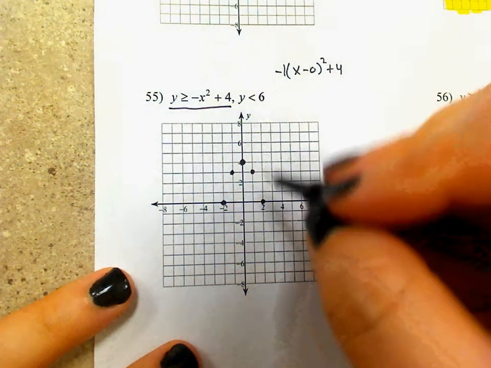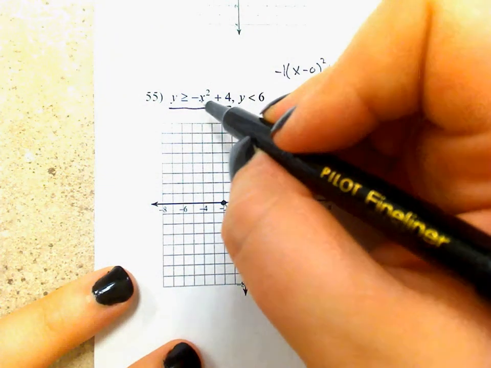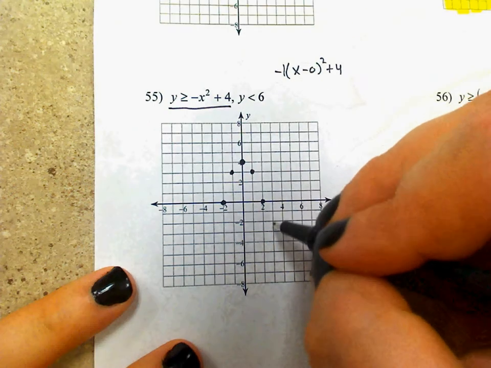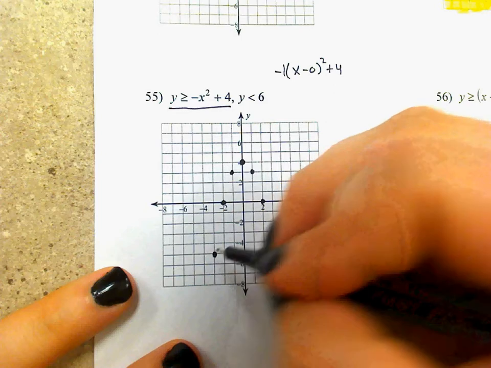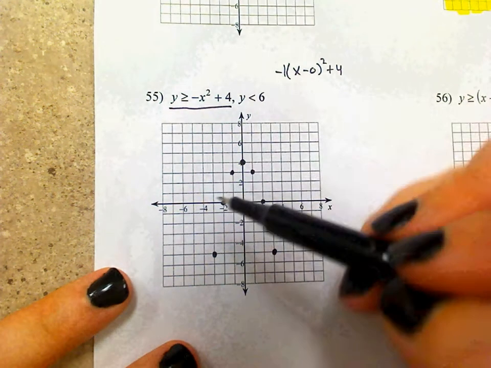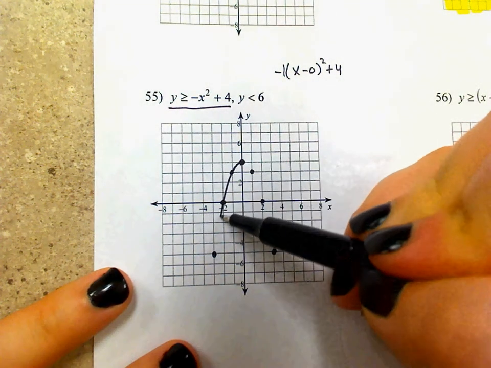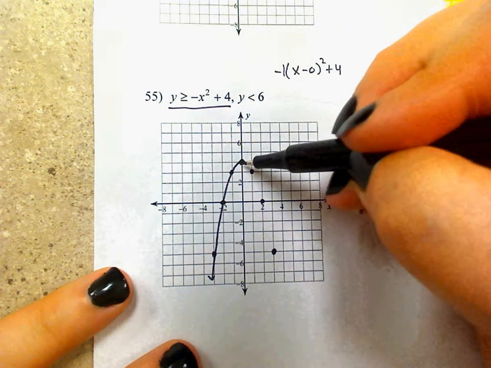It does say greater than or equal to, so I know it's a solid line. We're including the parabola. And it says greater than, so I'm going to draw arrows going up. So I know wherever I shade is going to be above.